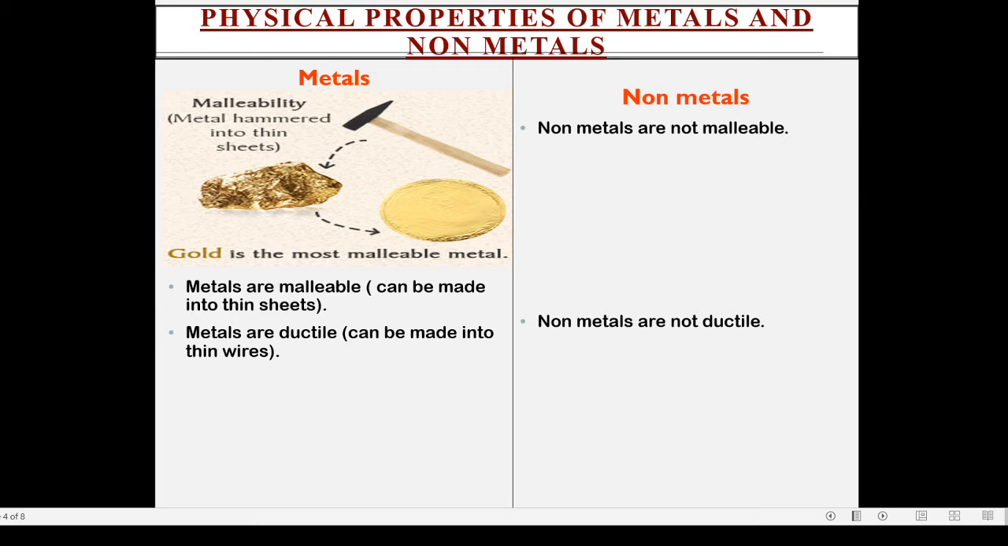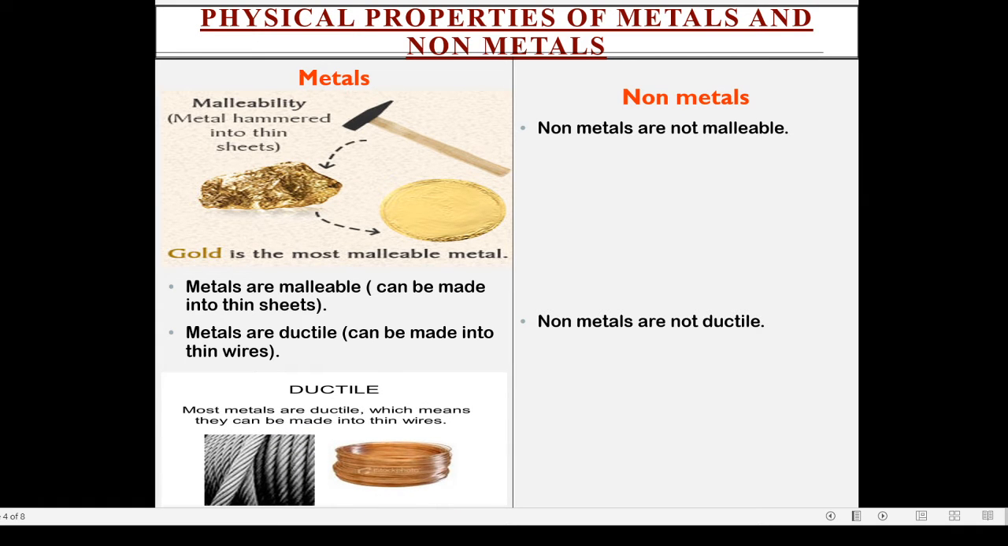Next, there's a property which is specifically shown in metals, called malleability. When metals can be beaten into thin sheets, they are malleable. The best example is aluminium foil, in which you pack your food and preserve it, or bring it to school. This aluminium foil is beaten into a thin sheet, and this property is only seen in metals. On the other hand, non-metals are not malleable. They do not show this property.